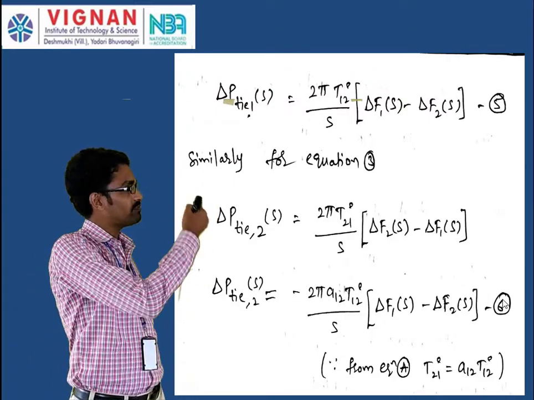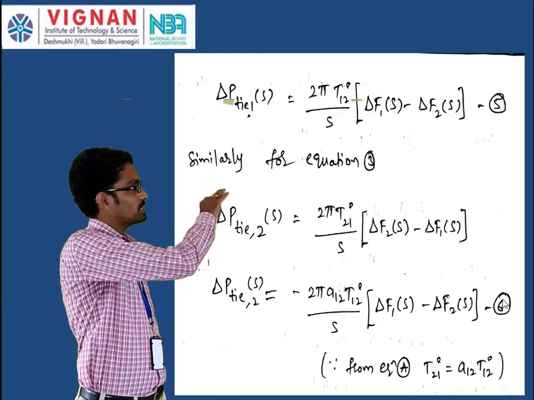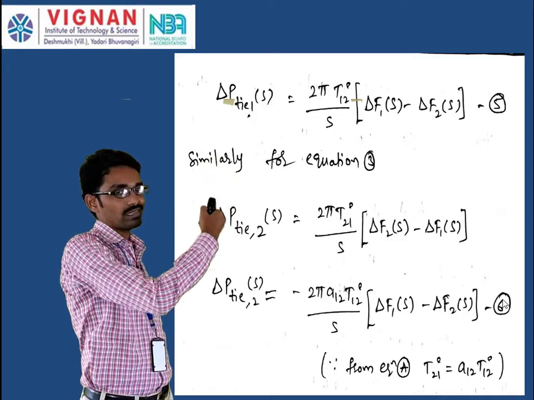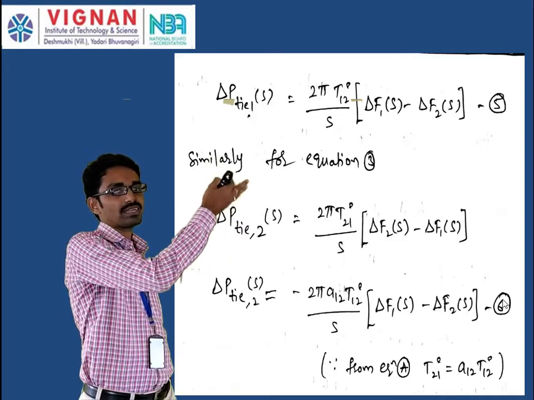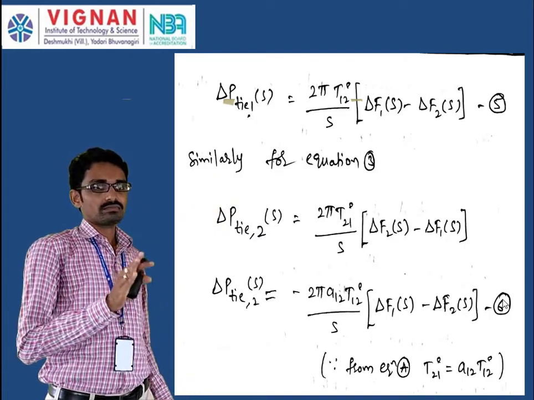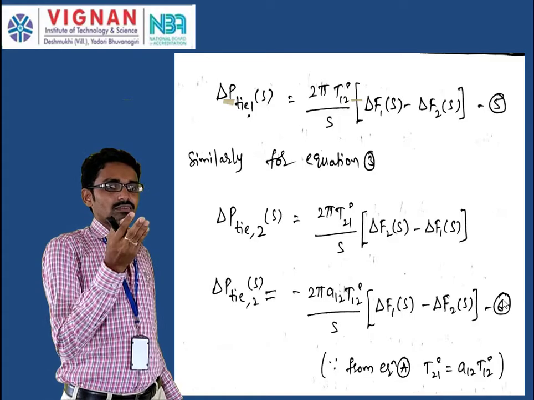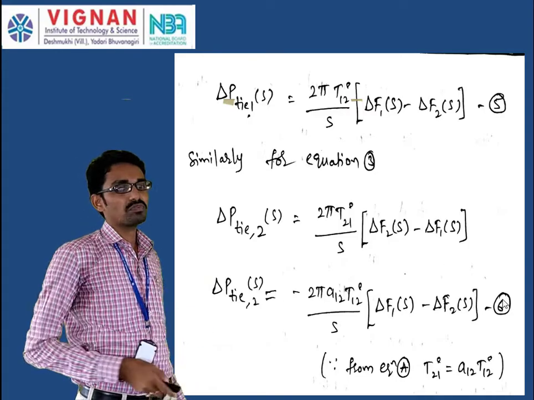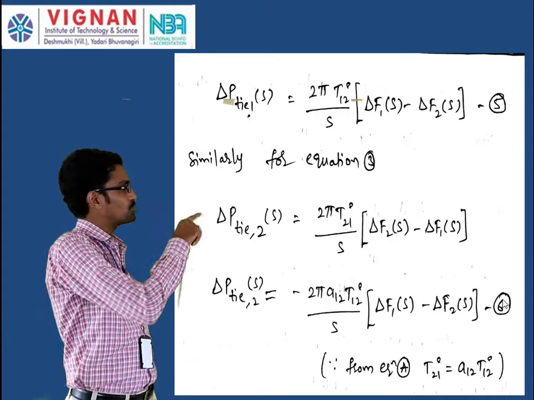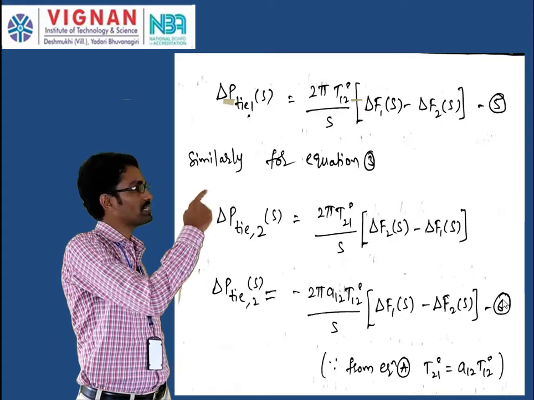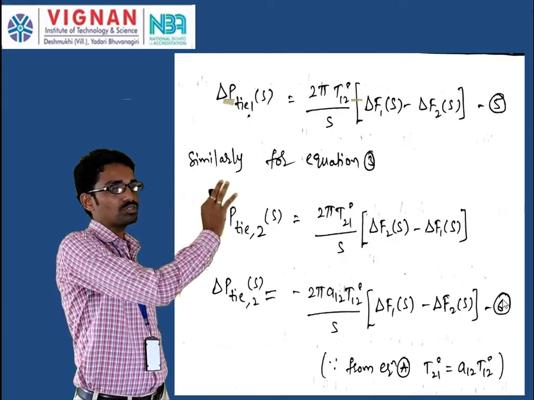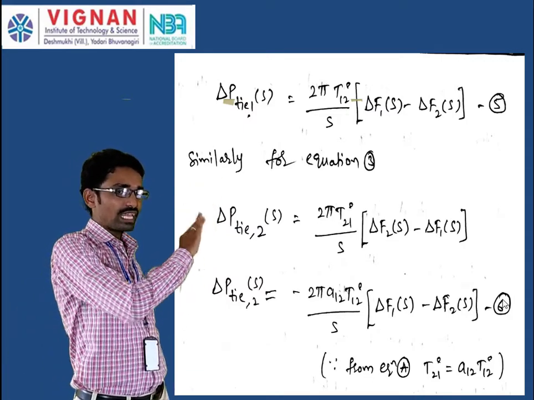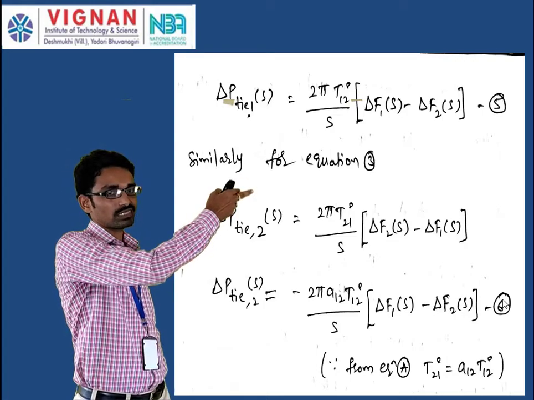Similarly, for equation 3, if I write the Laplace transform, then we are going to get delta P tie 2 of s is equal to 2 pi T210 by s into delta F2 of s minus delta F1 of s. Now we have the equation a: T210 is equal to a12 T12. I am substituting in the place of T21 as a12 into T12, and we have delta F2 of s minus delta F1 of s in that equation.